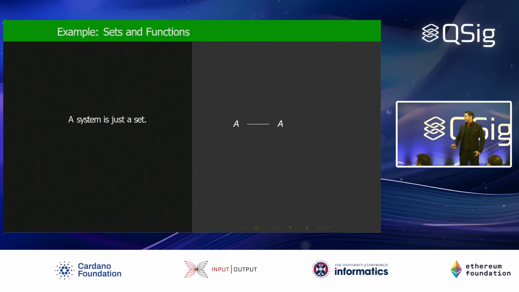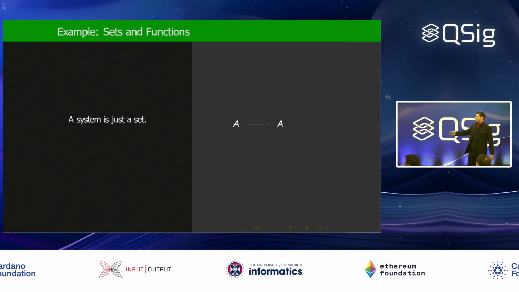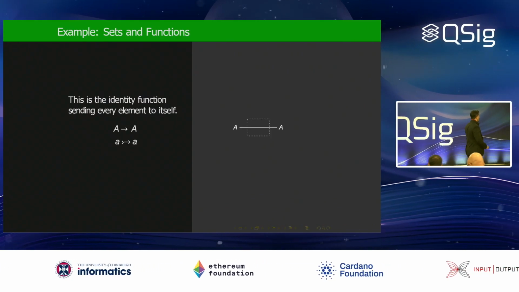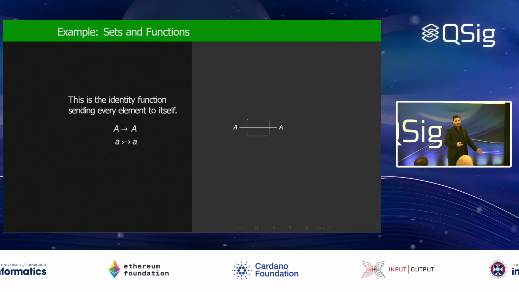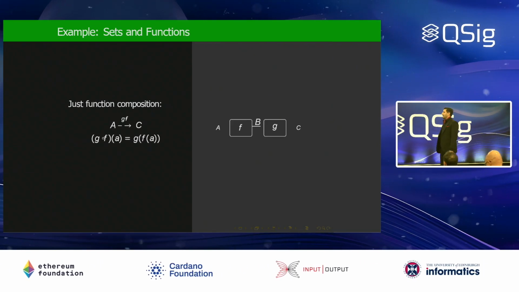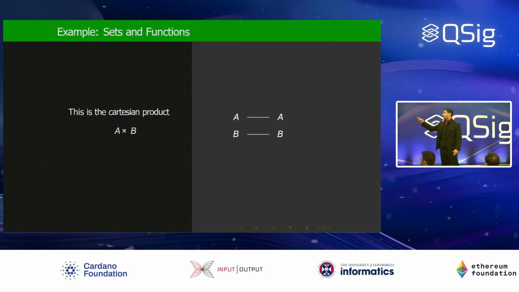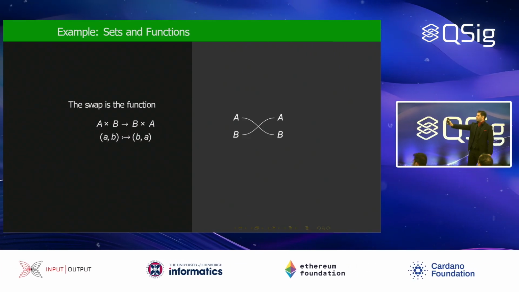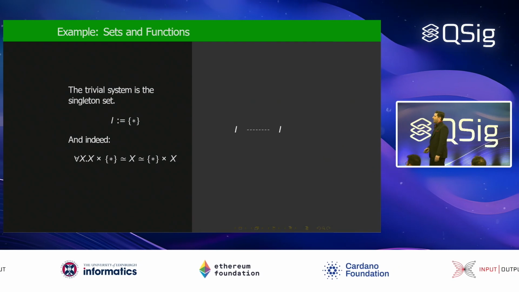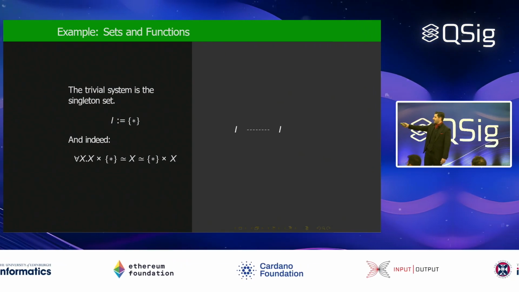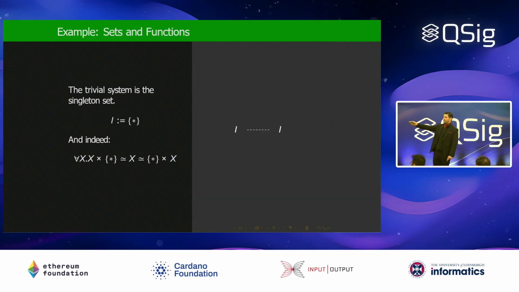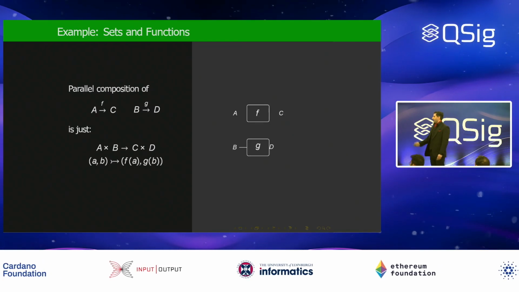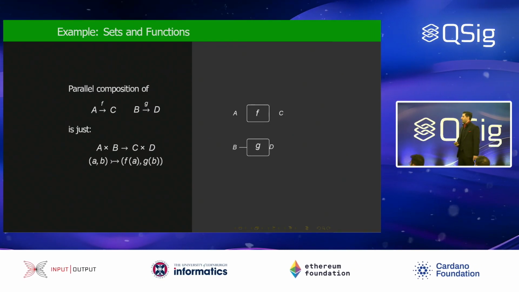Okay, so example, sets and functions. Now our systems are just sets in this example. These are just functions. This is the identity function that maps every element in a set to itself. This becomes function composition. This is the Cartesian product now, so it's just pairs, basically. The swap is just swapping pairs at this point. The trivial system is the singleton set, and indeed, if you take the Cartesian product of anything with the singleton set, you get the thing you started with. So that's why we don't draw it, basically. And parallel composition is just functions acting component-wise.